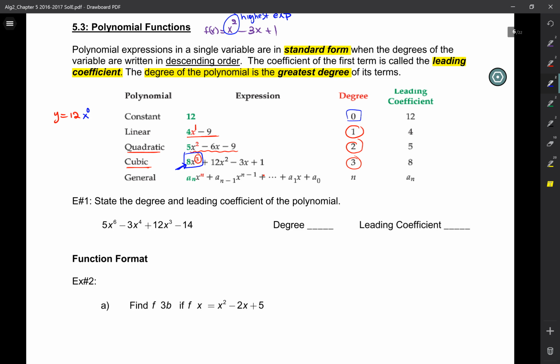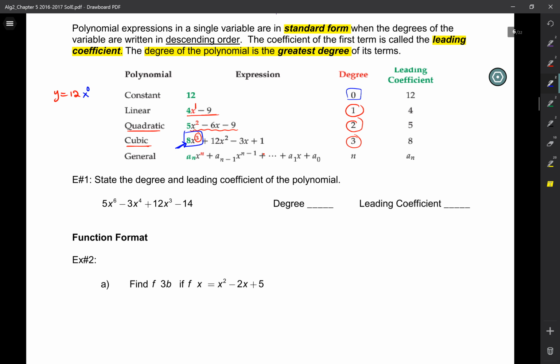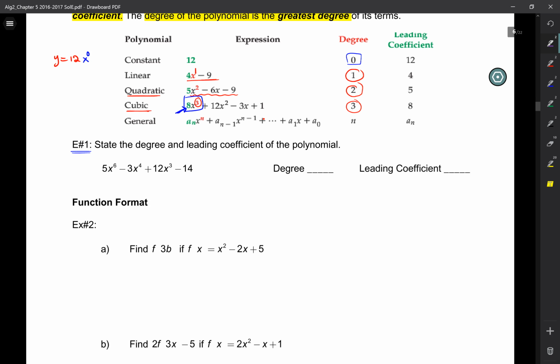It's always the coefficient of the term with the highest exponent, so it's an 8. Well, what about the case of the quadratic equation? What would the leading coefficient be? 5. Okay. What if you had the constant? What's the leading coefficient? It's just the constant itself. It's 12. All right. So let's take a look at example number 1. What is the degree of this polynomial? Highest exponent is a 6. So this is the term that gave us that exponent, right? What would the leading coefficient be then? The 5.